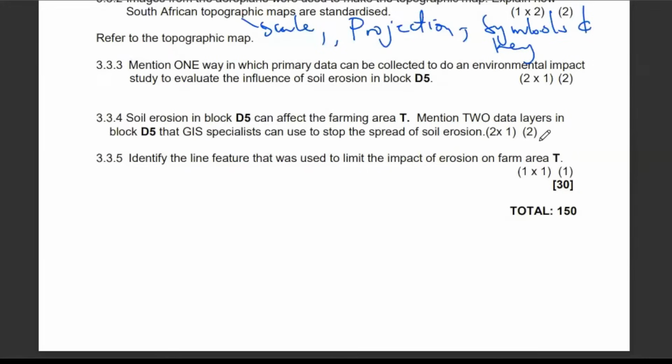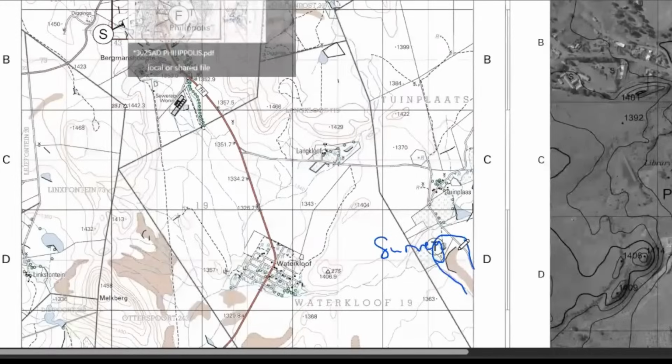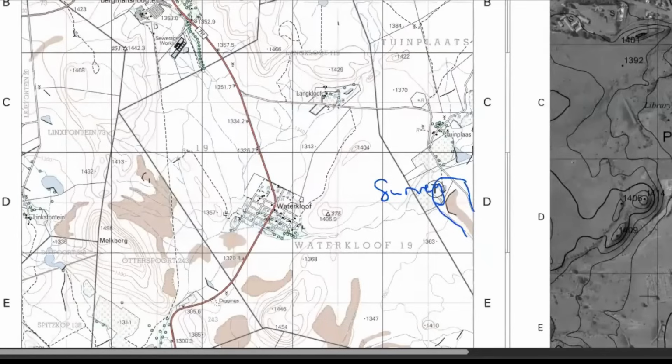Mention two data layers in block D5 that GIS specialists can use to stop the spread of soil erosion. We go to block D5. We want to identify data layers that can be used to stop erosion. Right, we can use data layers on drainage. We can study the rivers here and study how they impact on soil erosion. So a data layer on drainage is equally important.